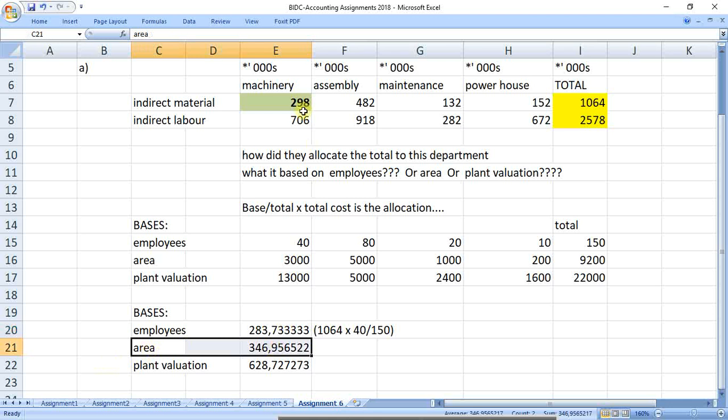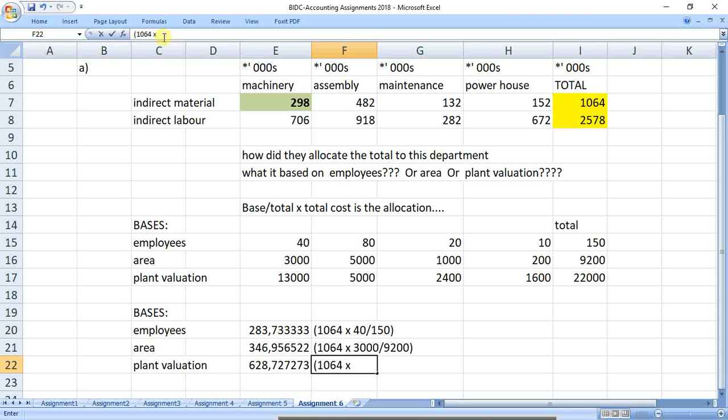If I use area as the basis, I did the same thing. I just used the area as the basis. How much area does the machinery have? 3,000. So then I said 3,000 divided by the total. How much total? 9,200. Then I got that, and that's correct. And then for this one, I said, what is the total?